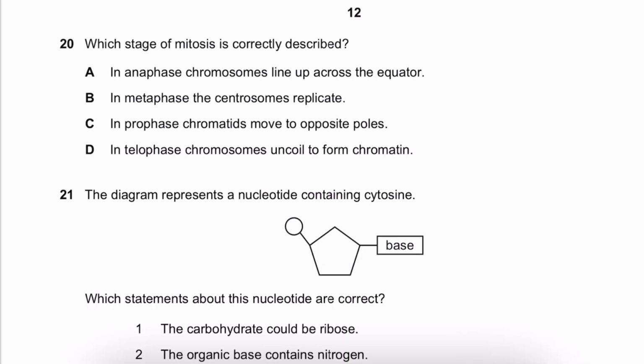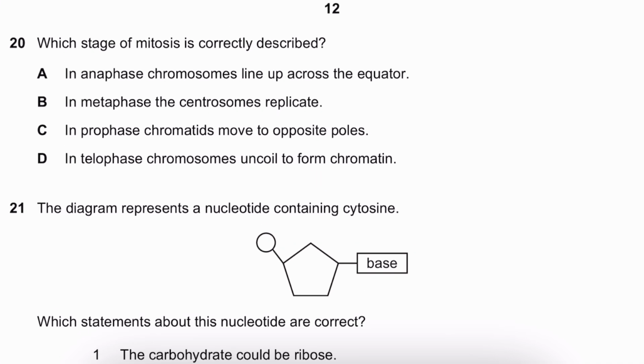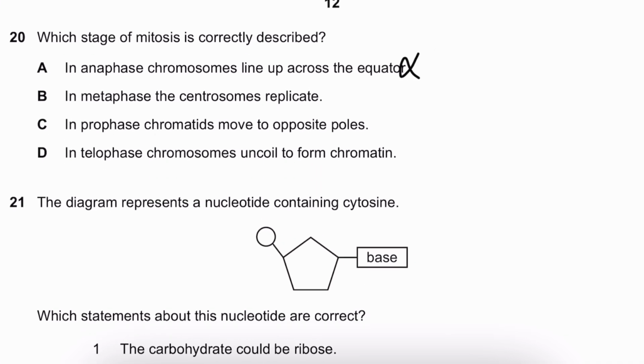Which stage of mitosis is correctly described? In anaphase, chromosomes line up at the equator. No, actually this is metaphase. In metaphase, the chromosomes replicate.